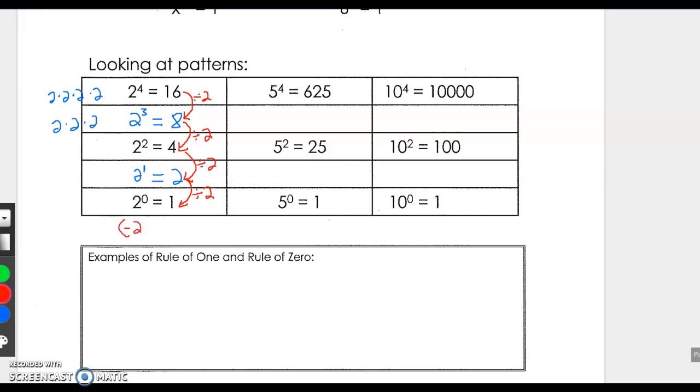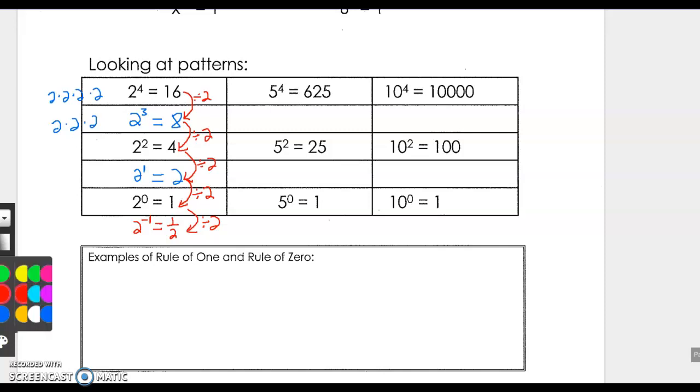Nope, that's not right. Two to the negative 1. Well, if you divide by 2 again, you get 1 divided by 2. So remember our negative exponents that we did the other day. That's how it keeps working.